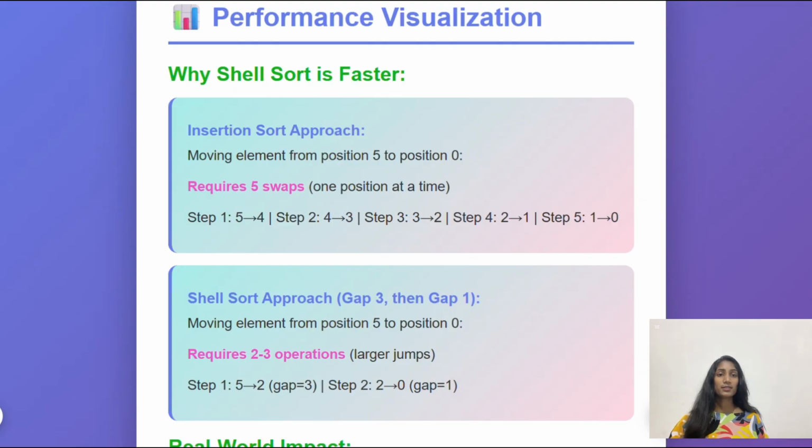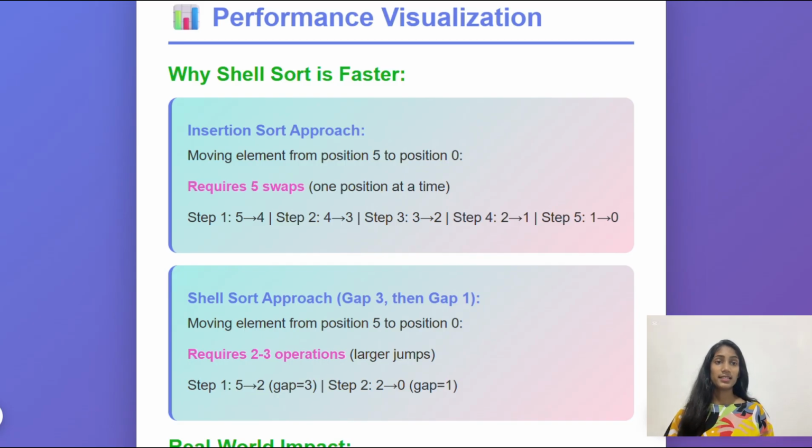Now look at the shell sort approach. Shell sort uses larger gaps first. For example, gap 3 and then gap 1. With gap 3, the elements can jump directly from position 5 to position 2. Then, with gap 1, it moves from position 2 to position 0. So instead of 5 steps, shell sort needs only 2 or 3 operations. Because of these large jumps, elements find their correct positions much faster.